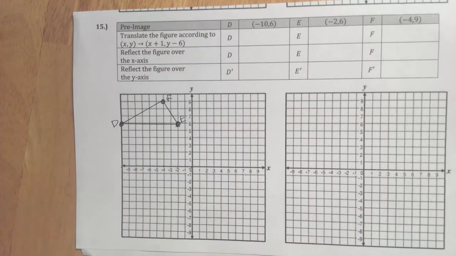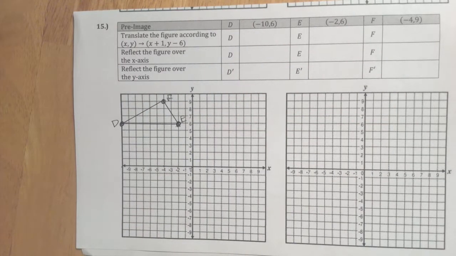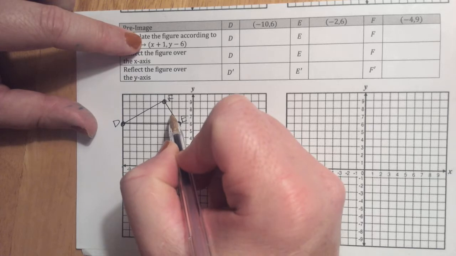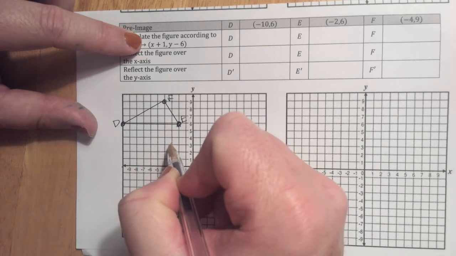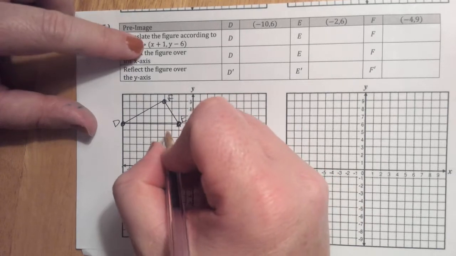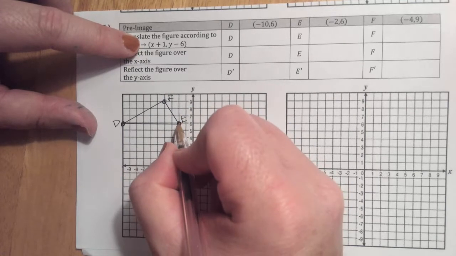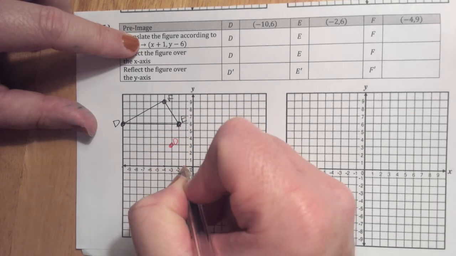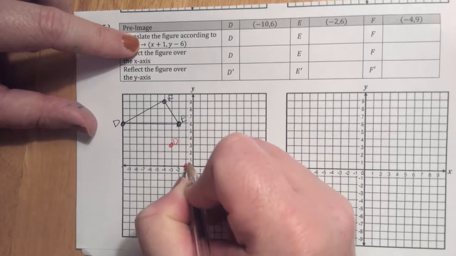Okay, so now the first thing that they want us to do is to translate this. So we're going to go positive 1, negative 6. 1, 2, 3, 4, 5, 6. And that right there is my D. Okay, positive 1, negative 6. 1, 2, 3, 4, 5, 6. That's my E.